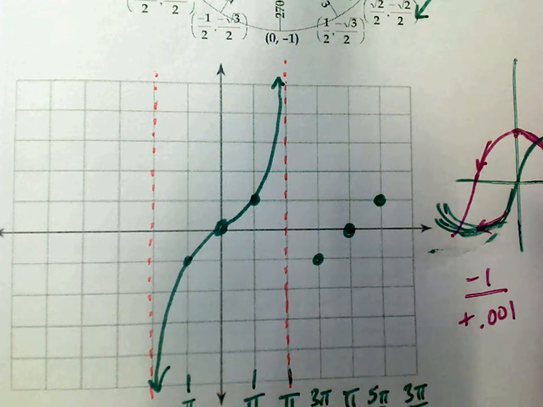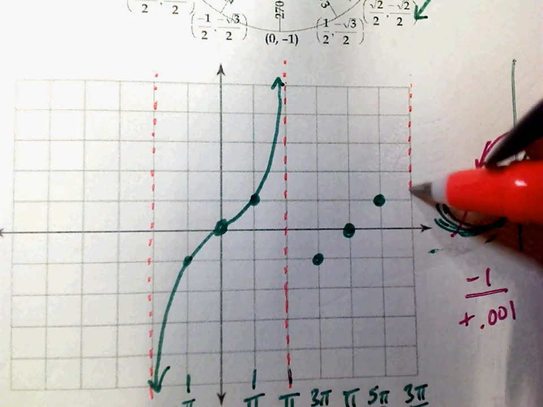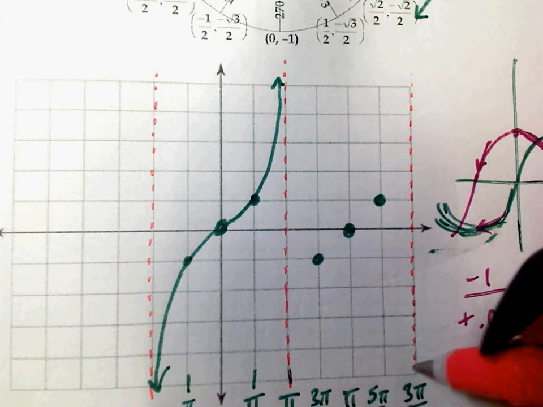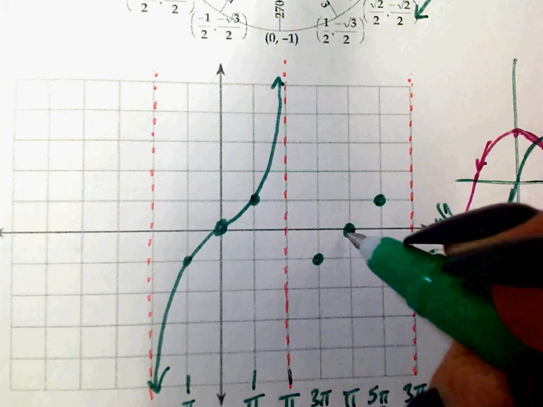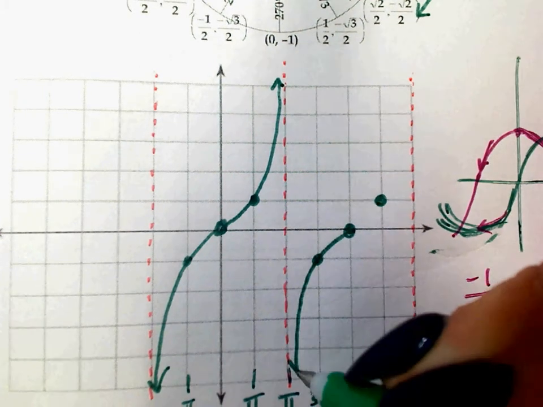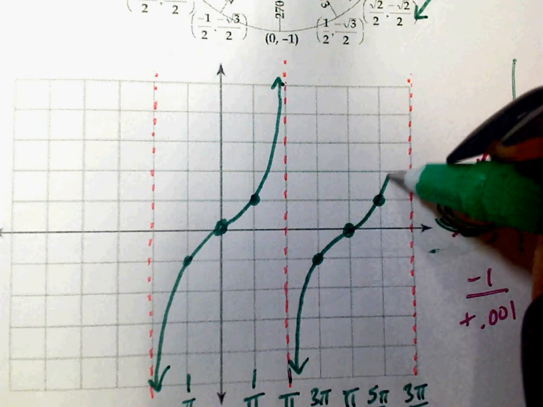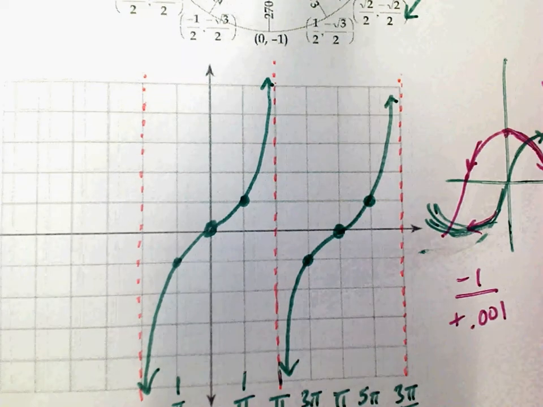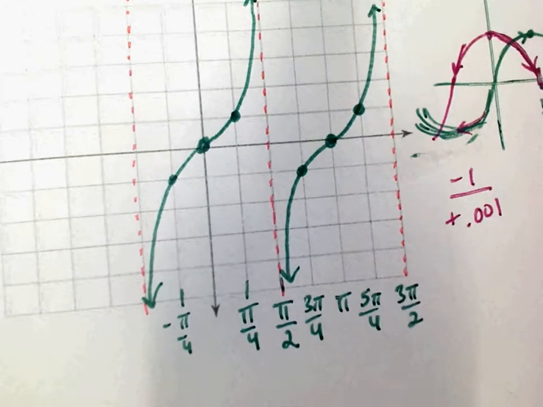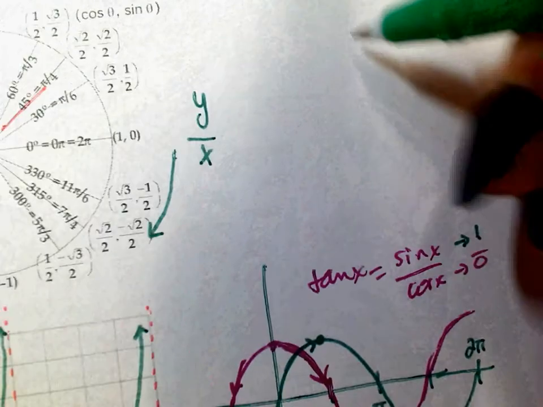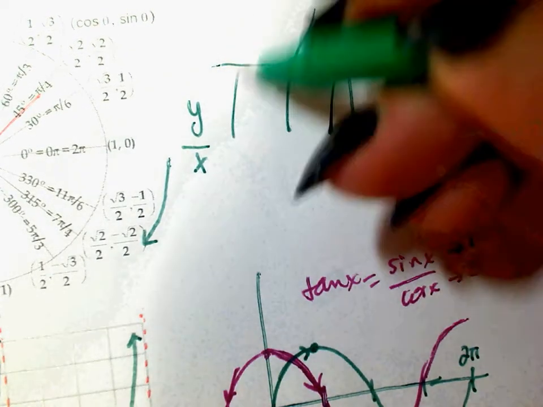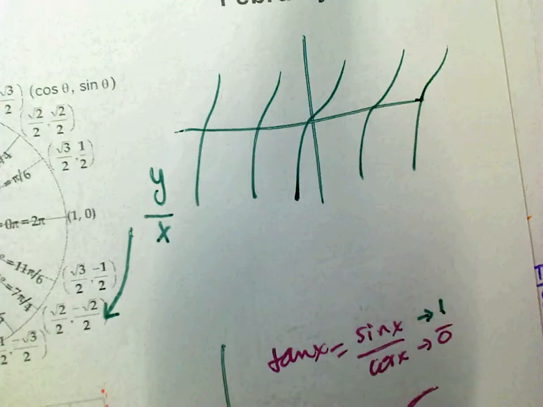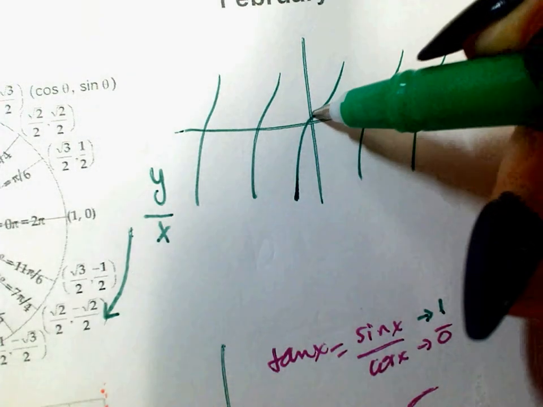Is this a continuous wave? No, it's got discontinuities, infinite discontinuities, right? But does it repeat itself? Yeah. This wave, the tangent wave, is just a series of things that go like that. Okay, so it just goes forever and ever, just like the sine wave repeats forever and ever, right?